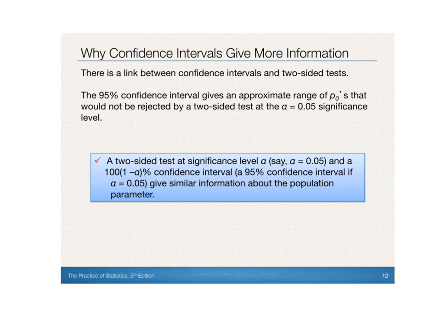So what we see is that the link between confidence intervals and two-sided tests is really strong. A 95% confidence interval gives an approximate range of values that would not be rejected by a two-sided test at alpha equals 0.05, a super common level. So basically, if you're in the interval, you would fail to reject the null, and if you are outside of that interval, you would reject the null. So there's really a connection there.